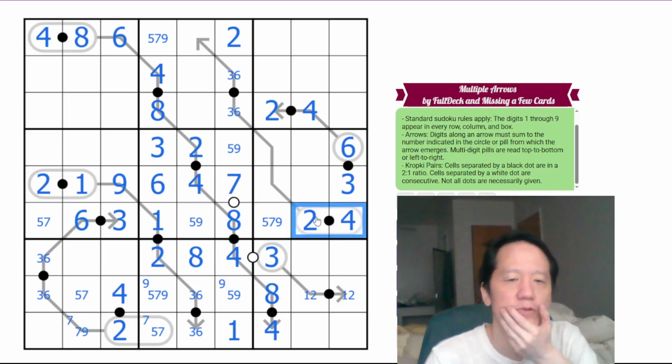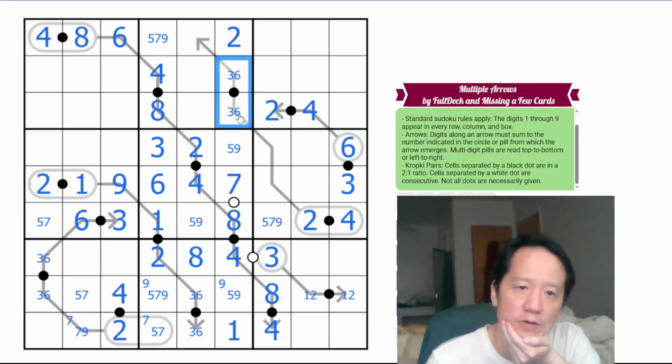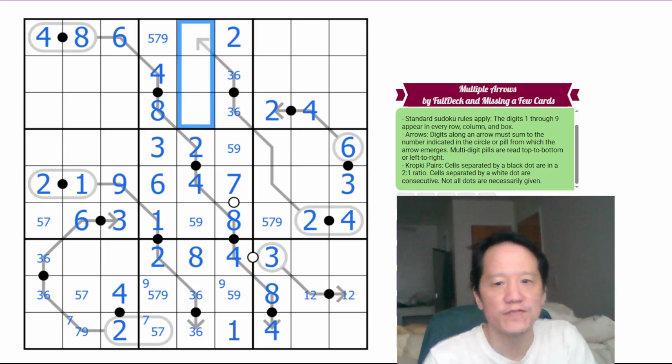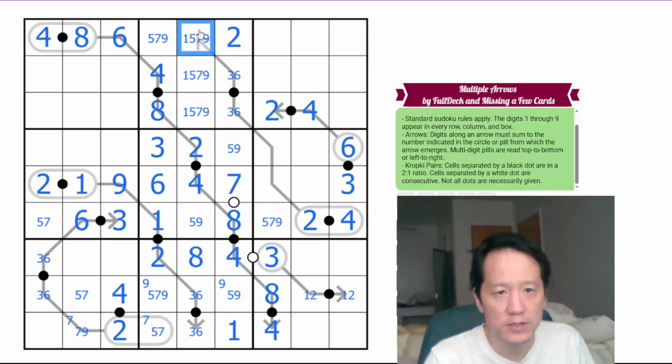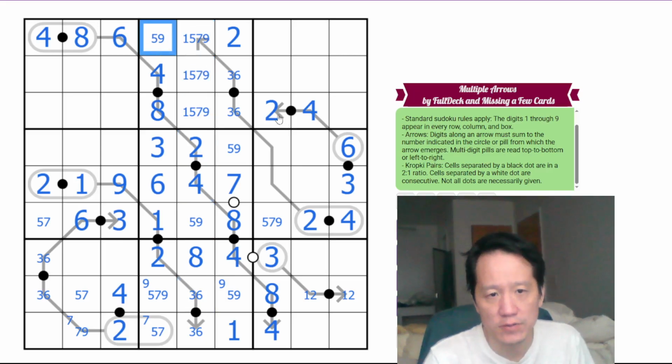This adds up to 24. We have a 9 here. This could be 1, 5, 7, or 9. But we're not sure which. We know 1 and 7 have to be here because there's no other place for it in the column. So this can't be 7 here.